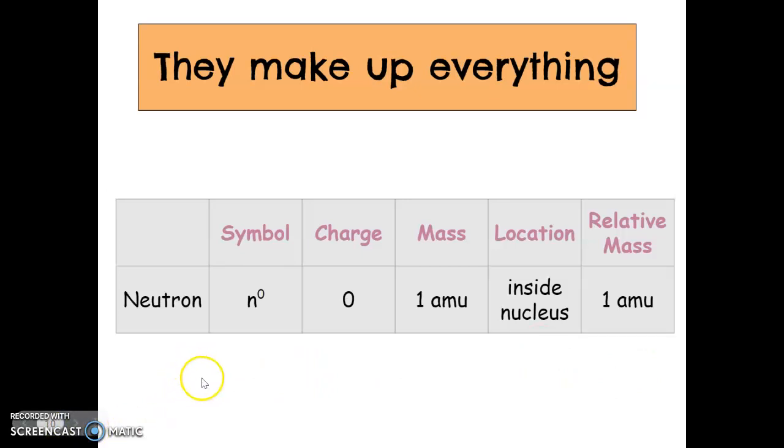Our neutron, they are neutral. The symbol is the N with the little 0. The charge is 0 because they do not have a charge. Also, their mass is 1 AMU, and the location is inside the nucleus. So remember, our protons and neutrons in the nucleus make up the mass of the atom.